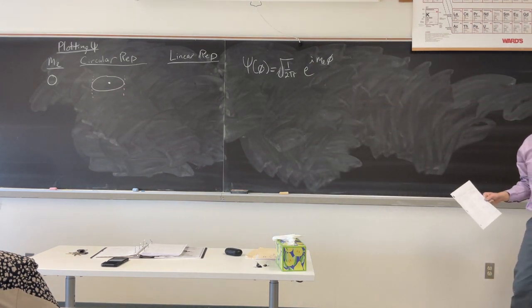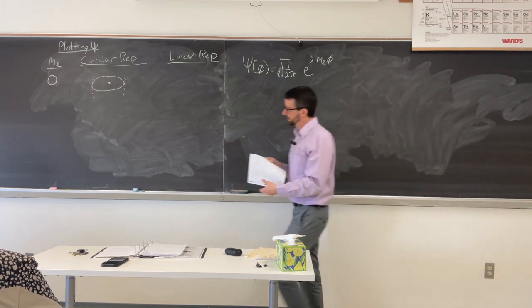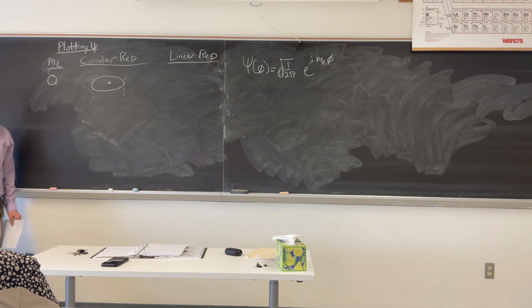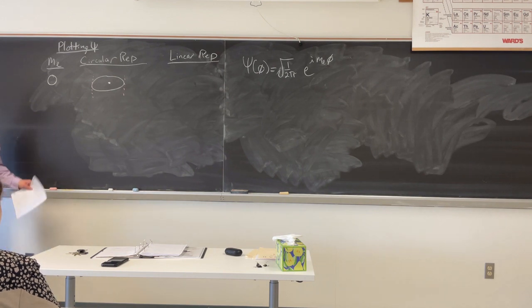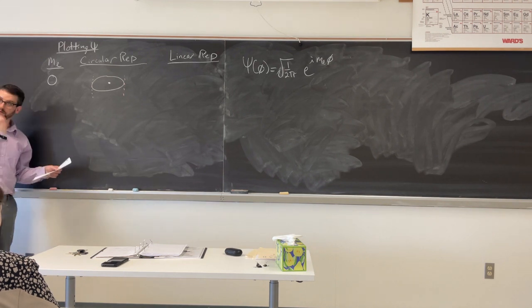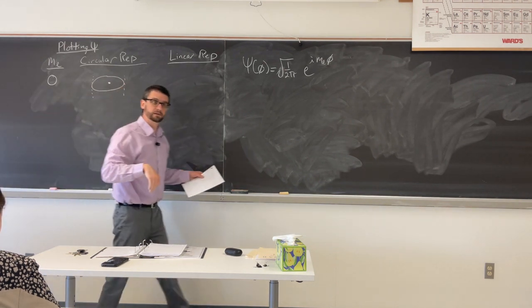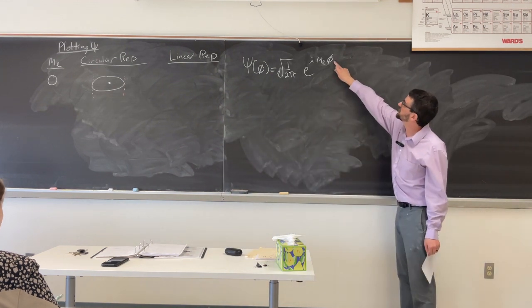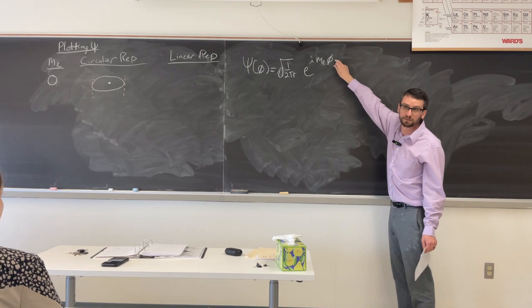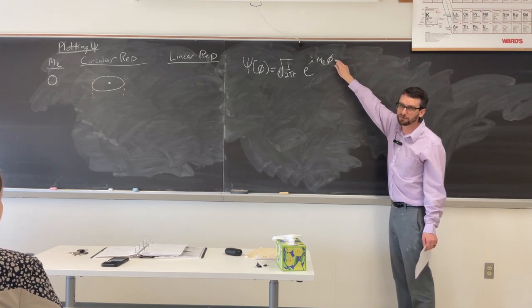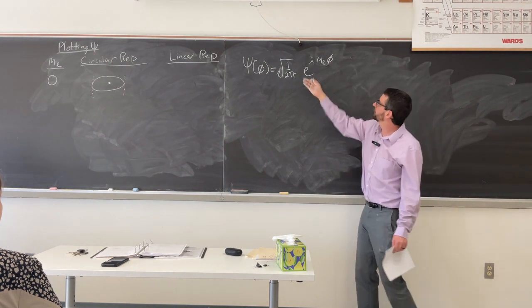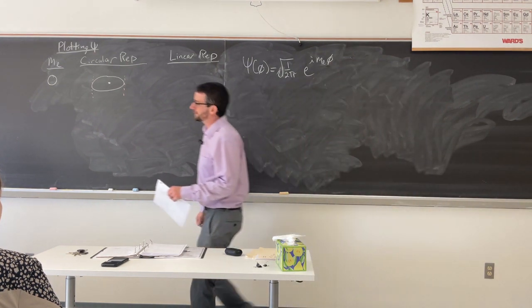That's what we have, right? If m sub l is 0, what happens? Does it depend on what phi is? So if I change this number here, is it going to matter? What's the whole exponent going to be? 0. So it's always going to be 1 over 2 pi. This is a boring one.